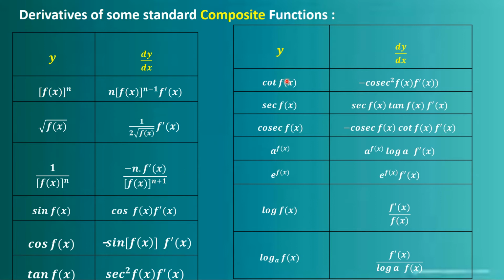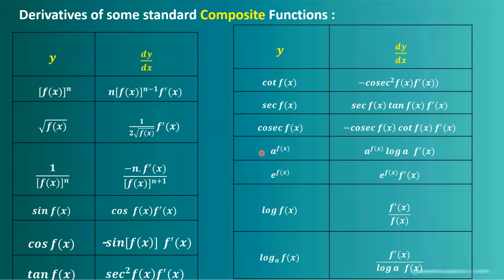Now, derivative of cot f of x is minus cosec square f of x into f dash x. And derivative of sec f of x is sec f of x into tan f of x into f dash x. Now derivative of cosec f of x is minus cosec f of x into cot f of x into f dash x. We know why this negative came.